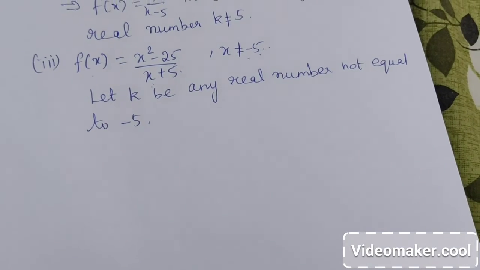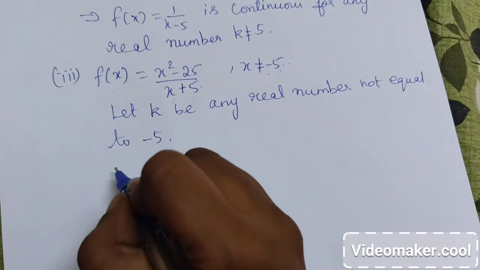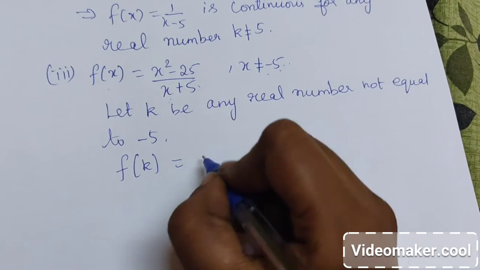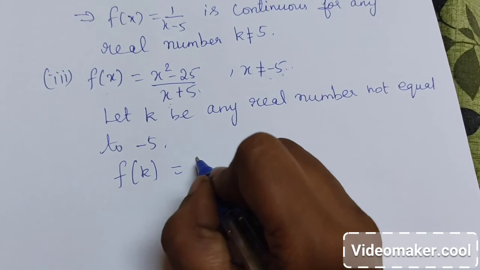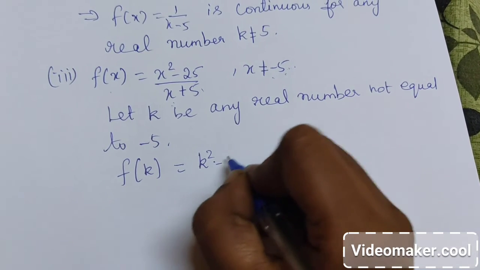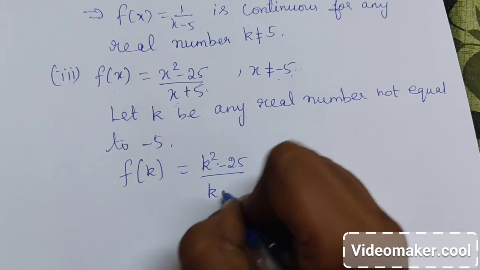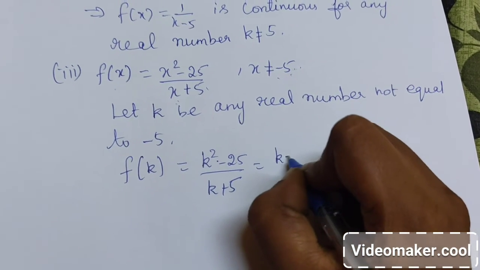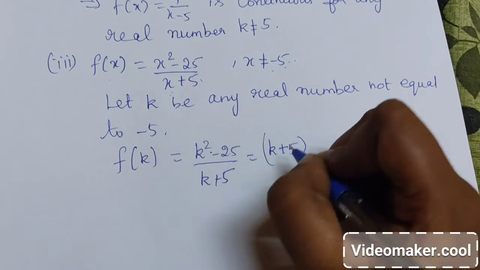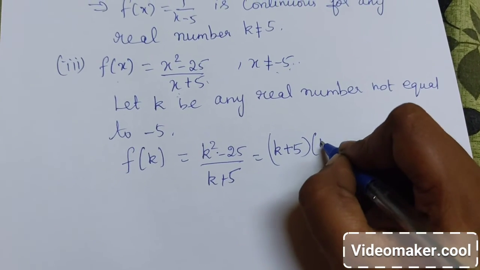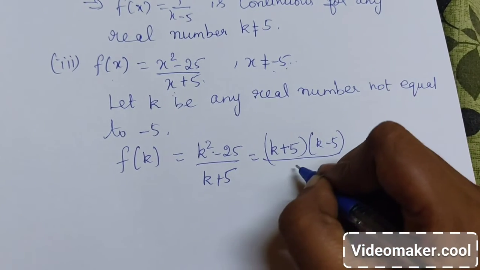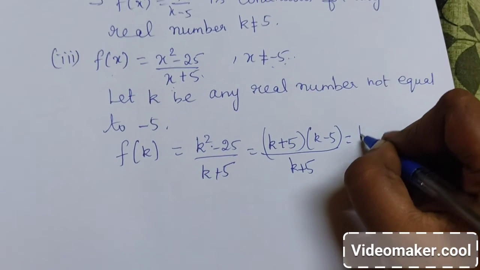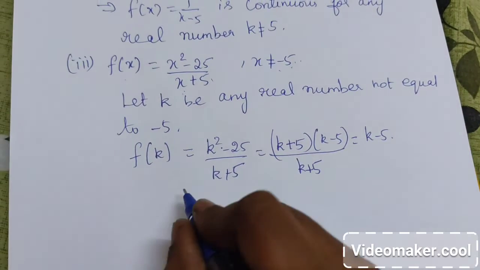Now we will check the continuity. So we will calculate f of k. Before applying that, we are rewriting k square minus 25 divided by k plus 5. We can rewrite it using the a square minus b square identity as k plus 5 into k minus 5, divided by k plus 5. After simplifying this, we will get k minus 5, which is the functional value.